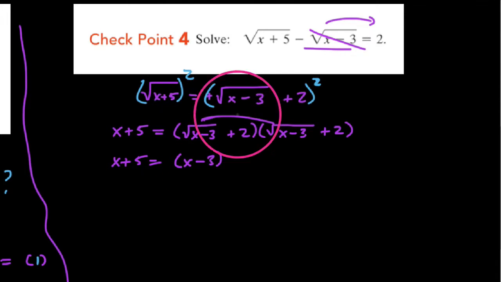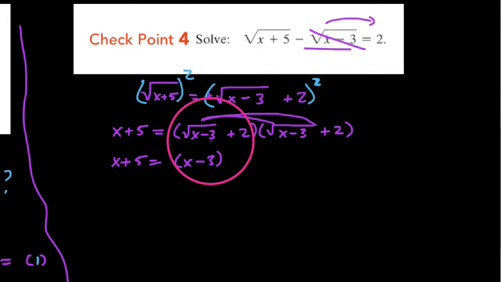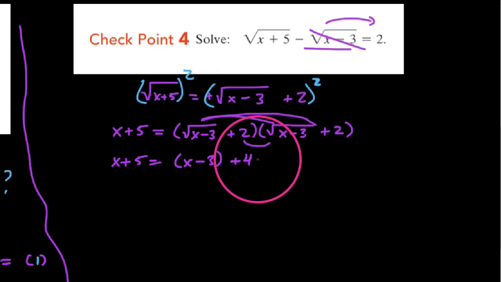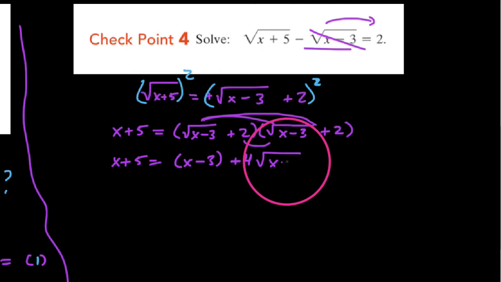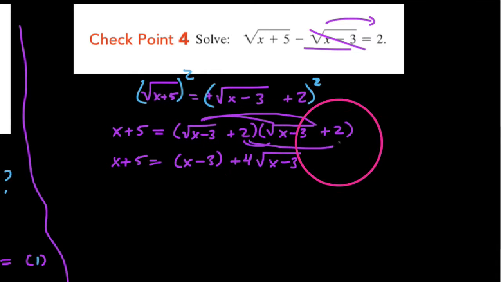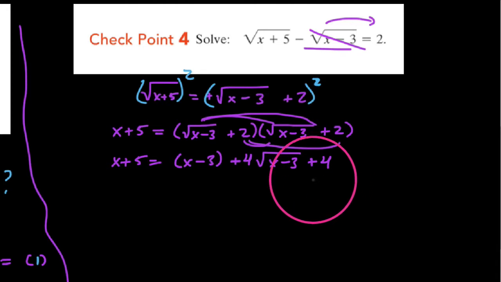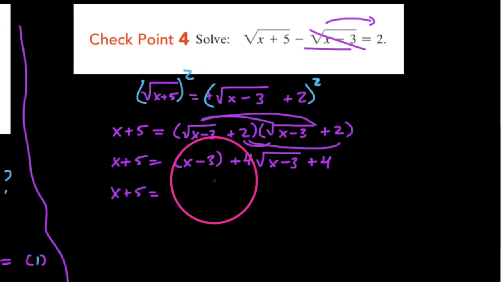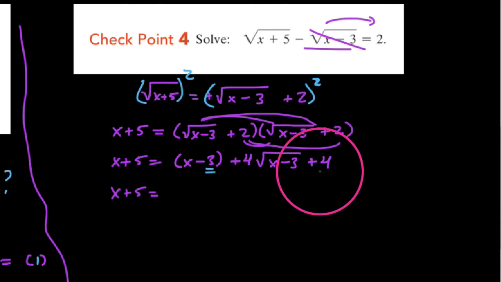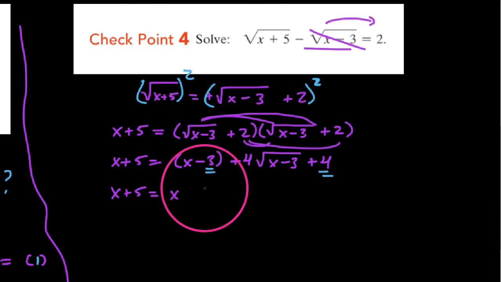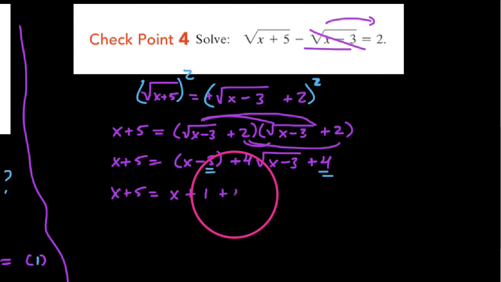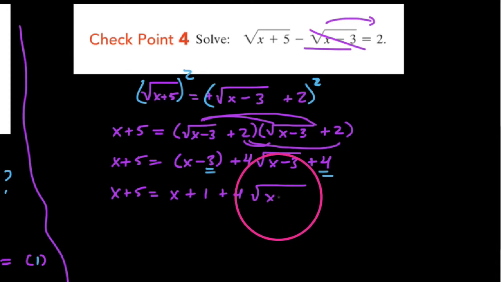Now, what we're going to get here is positive 2 times the square root of x minus 3 plus another positive 2 times the square root of x minus 3. This is going to be 4 total of these square roots of x minus 3. And then our last term here in our FOIL, we're going to get plus 4. So what I want to notice about this, I'm going to clean it up a little bit here. We say x plus 5. We'll simplify the right side. I notice that this negative 3 and the positive 4 can be combined. So I have x, and then a negative 3 and a positive 4 is a plus 1. And then I have plus 4 times the square root of x minus 3.